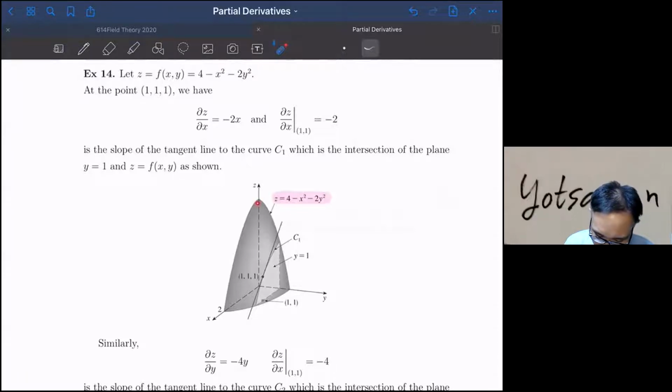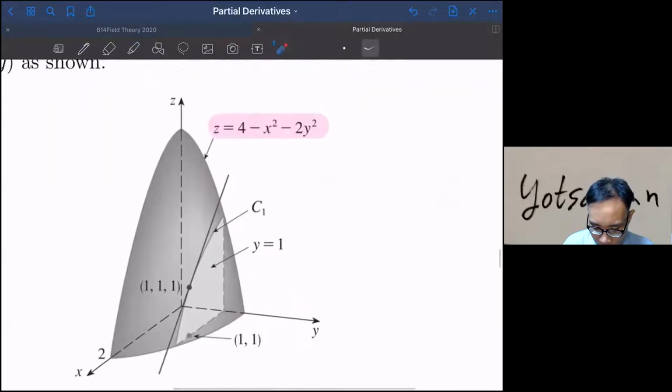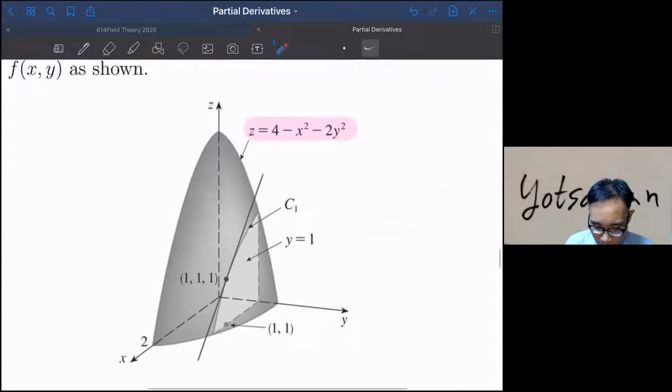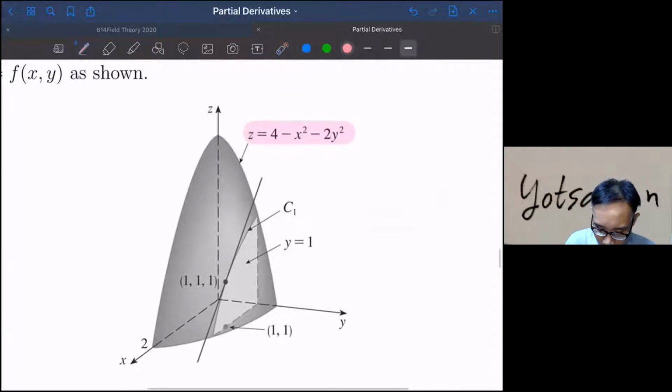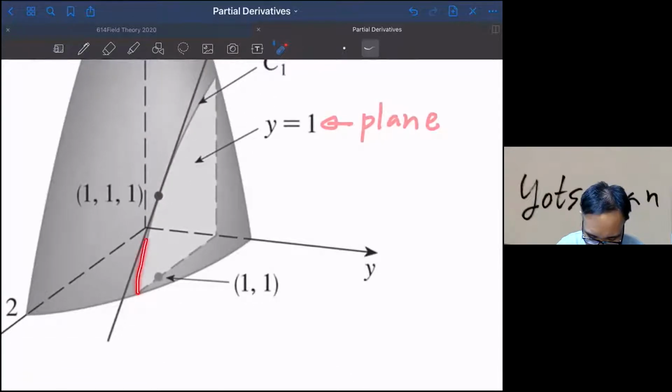And what you see is the gray surface like this one, and you have the plane y equals 1. So this one gives you the plane. When you have the surface and the plane, you get the cross section. The cross section of the surface and the plane turns out to be a curve C1. So you see the trace here gives you the curve C1. My C1 is this curve.